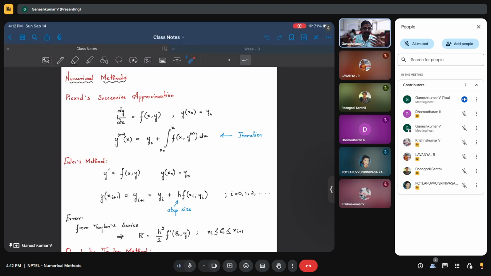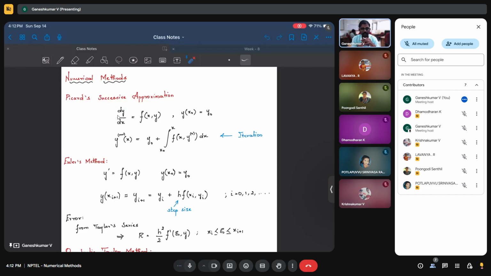So we know how to solve analytically for a given, let's say, dy by dx equal to f of x comma y. If it is linear, we know how to solve. If it is dy by dx plus p x equal to q, in that form, you can find the integrating factor and the general solution, and then you give the initial condition to find the constants. That's how we usually solve. But if your function becomes very complex, it is difficult to do it manually by hand, and that's why we prefer numerical methods. And the first method that we saw was Picard's successive approximation.